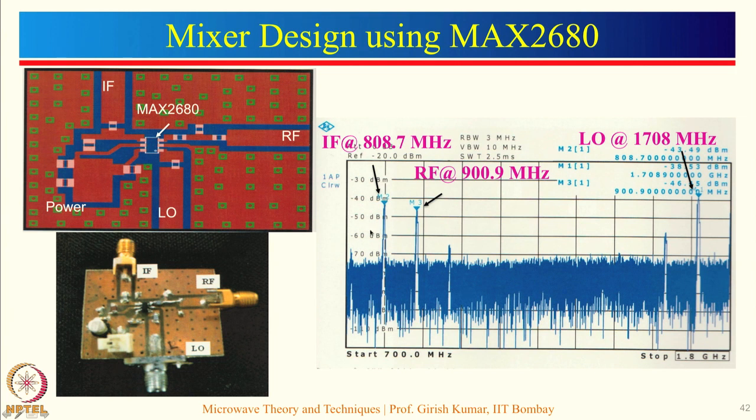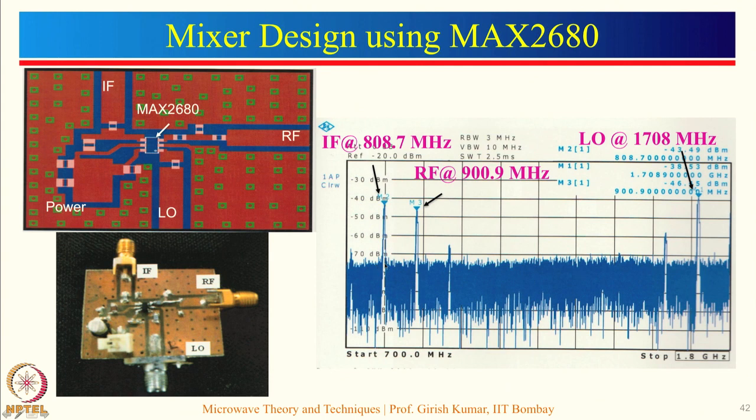This is a very good example of how critical IF filtering is. So if you don't have a good IF filter, if you don't have a sharp roll off, the RF signal might leak into the IF port and you will have inadequate RF to IF isolation. So along with IF, you see some spurious signals. You also see an LO signal in the IF output, and all these things have to be eliminated by using a proper IF filter design.